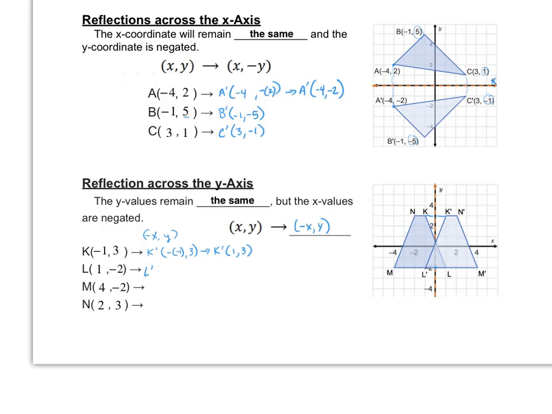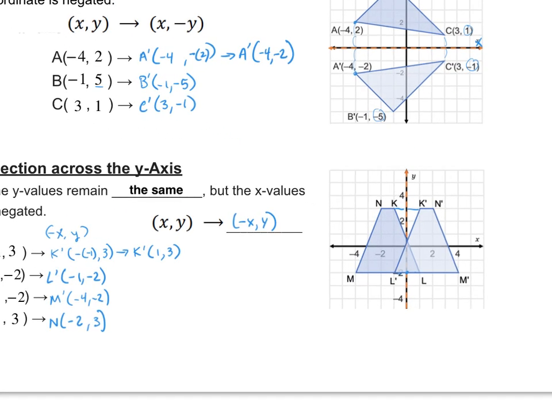So L prime is going to be (-1, -2), because again, I changed the sign on my x value. And then M prime is going to be -4, again the opposite, and -2, and then N is going to be the opposite, (-2, 3). So there you go, looking at how we're doing that transformation, and then of course we can see what's going on in our image also.